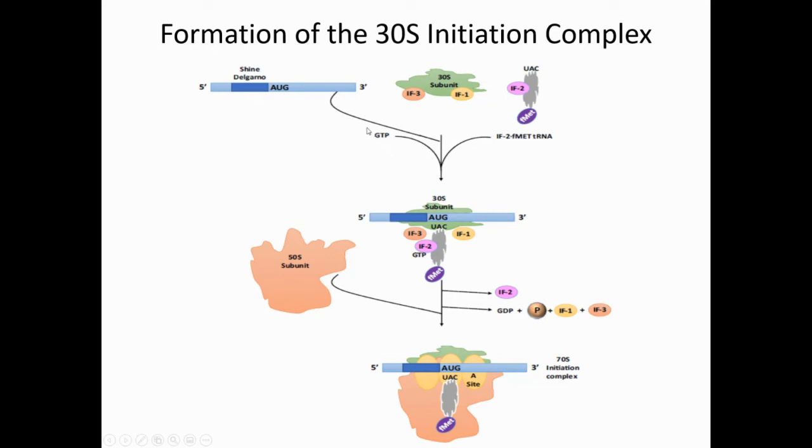The hydrolysis of GTP releases the energy to help the release of the initiation factors and also the binding of the large subunit to the small subunit. At this point, as you can see, the tRNA already binds to the start codon. The formylmethionine already binds to the start codon, and then they join the large subunit.